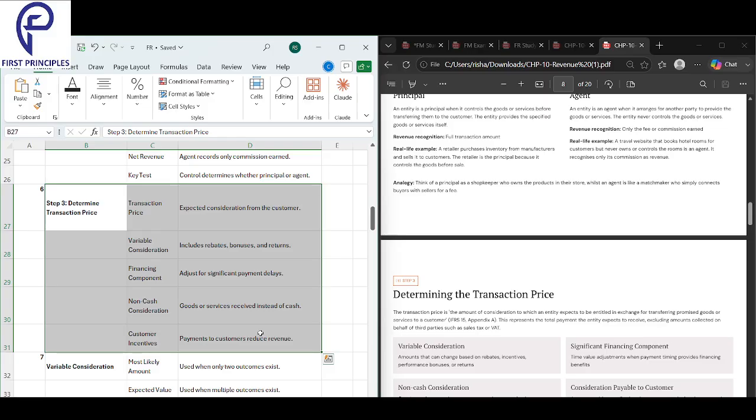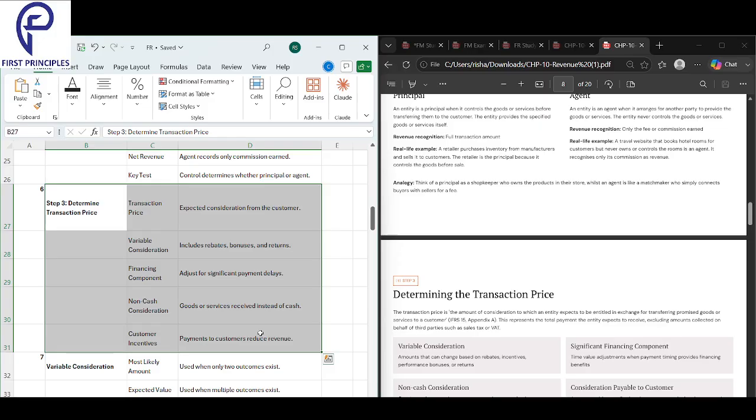Next is non-cash consideration. If the customer pays with goods or services instead of cash, value those. What is non-cash consideration? The customer has not paid you cash, but has given you goods or services. If the customer gives you goods or services instead of cash, that is called non-cash consideration. Next, customer incentives. The money you pay to customers reduces your revenue.